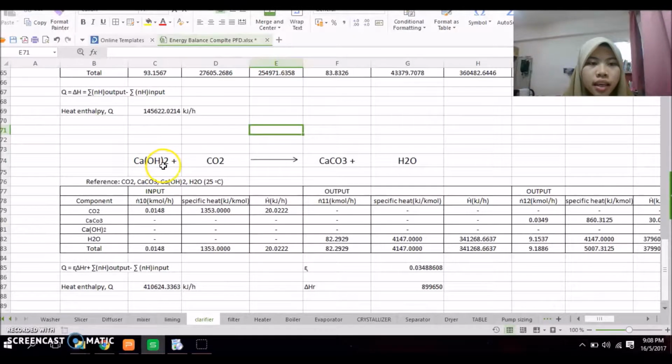For the energy balance for reactive species, the reaction is Ca(OH)2 plus CO2 producing CaCO3 plus H2O. We use the heat of formation method, where we have to calculate the extent of reaction, xi, times delta H of reaction, and add it to the summation of delta H. So the equation is Q equals xi delta HR plus the summation of nH output minus the summation of nH input. We got Q equals 410,624.3363 kilojoules per hour.